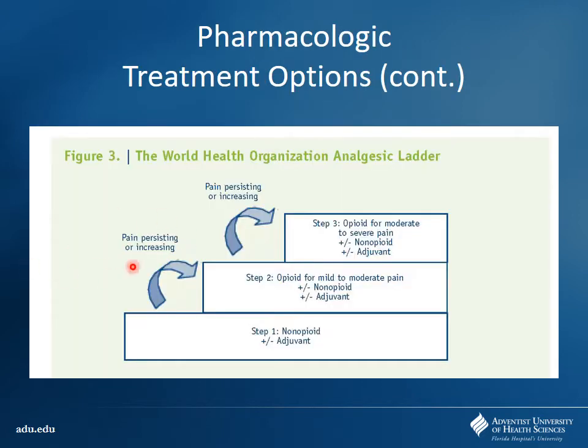But the WHO ladder approach is basically you have this step one where you're using the wimpiest of the pain medications. What do you think falls into this category here? NSAIDs for sure.